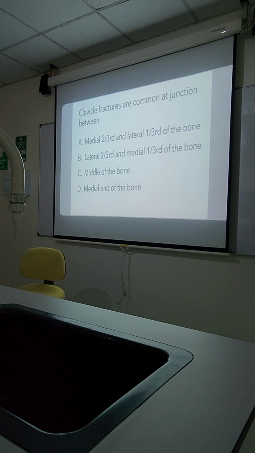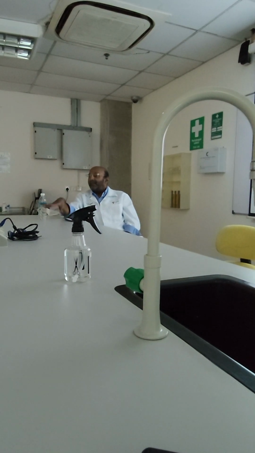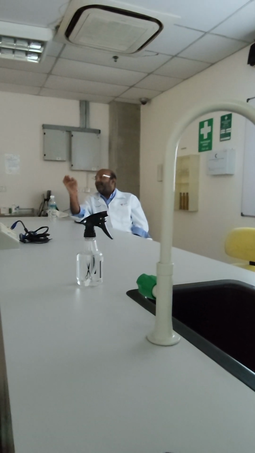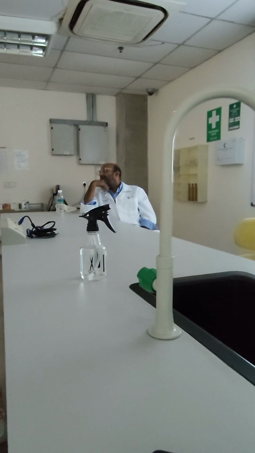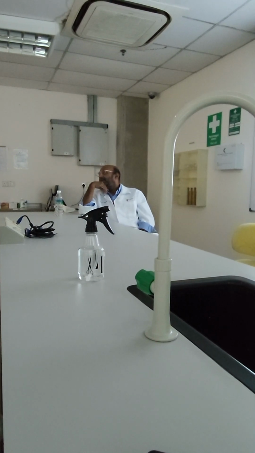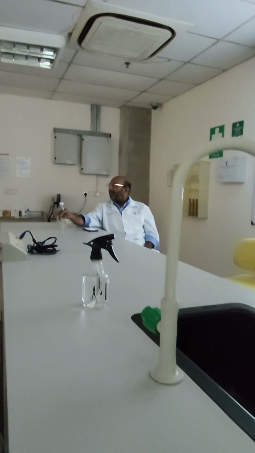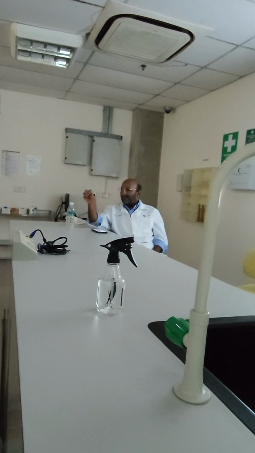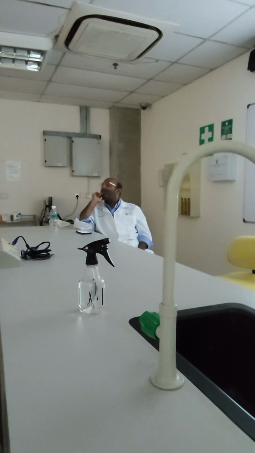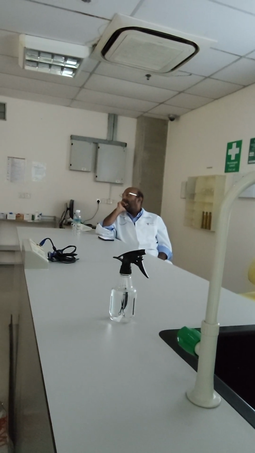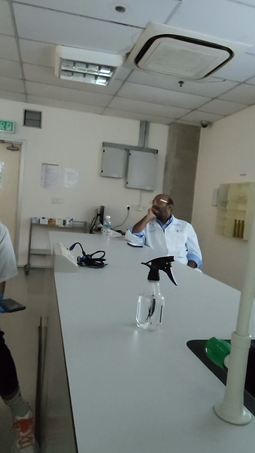Clavicle fractures. This is an MCQ, but I can ask a very simple question. I can keep the clavicle and ask you to write the characteristics of the clavicle. In an OSPE, I can keep a clavicle only and ask you to identify the bone and write four characteristics of the given bone. What will you write? What type of bone? Sesamoid?